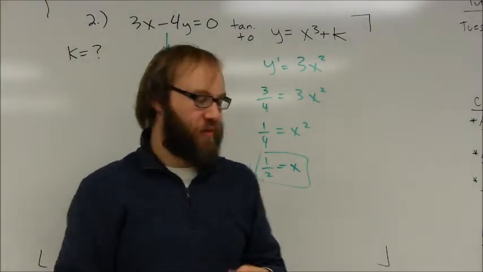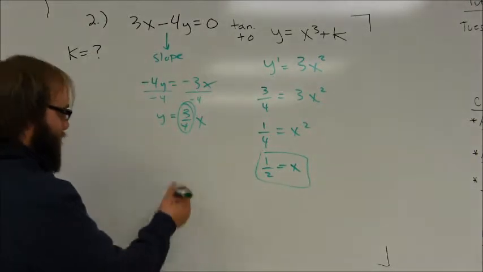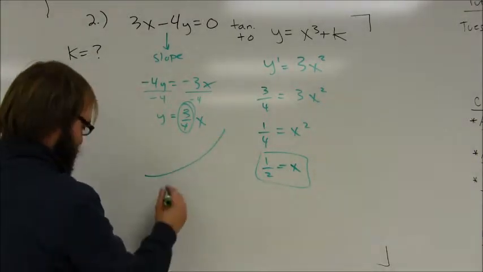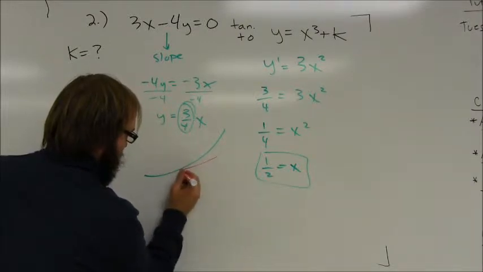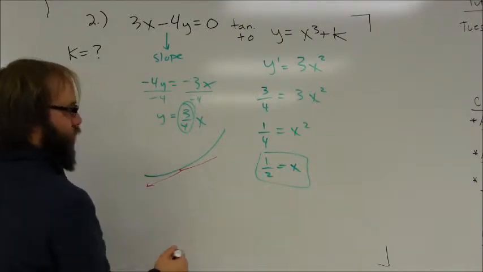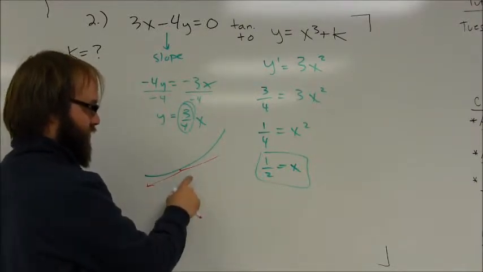Well, what does this have to do with anything? Remember what I said before. We've got some kind of a curve that hits some kind of a line at a given point. Okay? We now know that this line has a slope of 3/4.